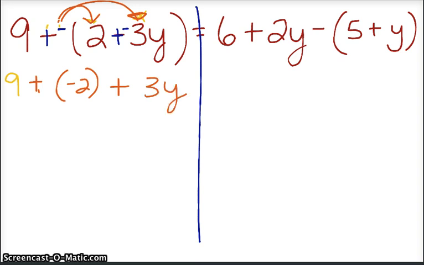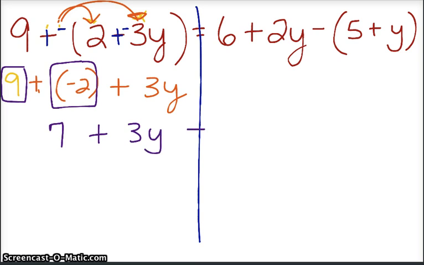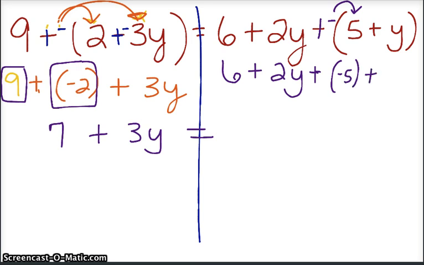Okay, now I'm going to stay on the same side, and let's put our normal numbers together. So 9 plus negative 2 would give me 7 plus 3y. Okay, let's go to the other side. I'm going to keep my 6 and plus 2y. Now I need to distribute. I like to write a plus minus right here, if that helps you, because I like having plus symbols. So now let's distribute this negative sign. The opposite of 5 is negative 5, plus the opposite of y is negative y.